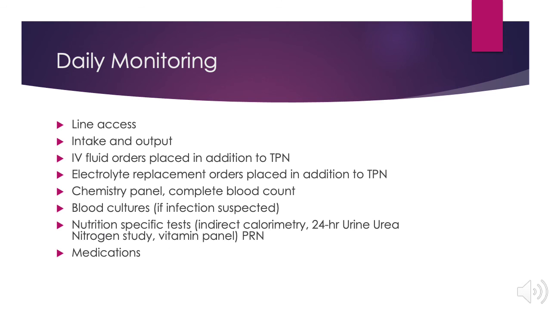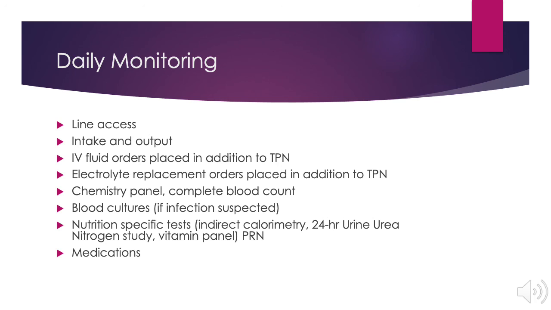Patients who are on TPN require daily monitoring. In this slide, you may find some of the items that we must check on a daily basis for our patients who are TPN dependent. Things like line access, strict intake and output, IV fluid orders that are placed in addition to TPNs that perhaps should not be there, and electrolyte replacement orders placed in addition to our TPN.